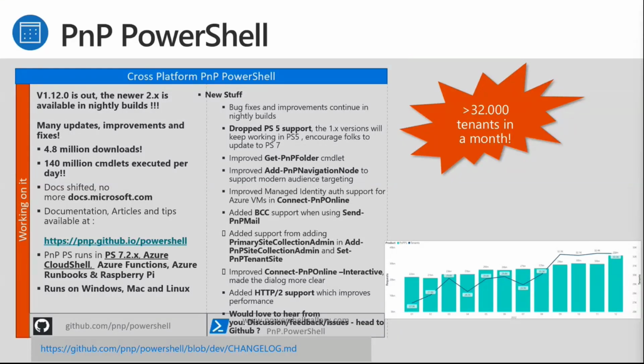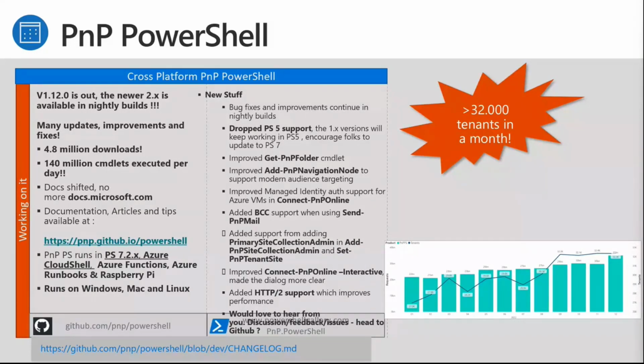One of the major things that we have done with the PnP PowerShell v2.0 is we have dropped support for PowerShell 5.1, and it will only start supporting 7.2 and later versions. So please do check it out. We also have a migration guide as well. So check out the links for that. It will help you out if you are migrating from PowerShell 5 to PowerShell 7.